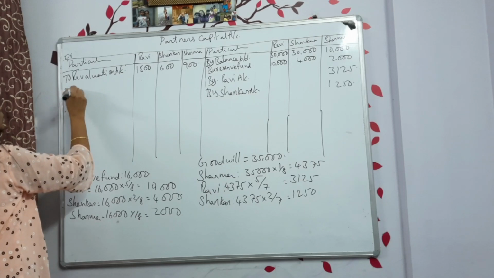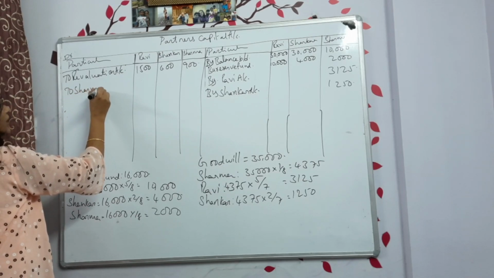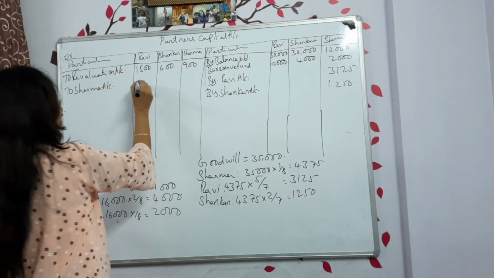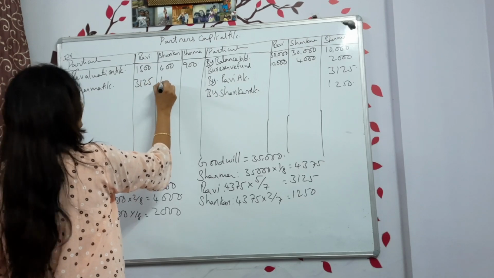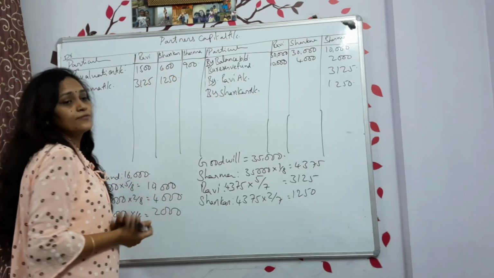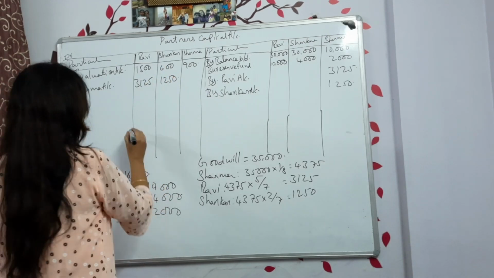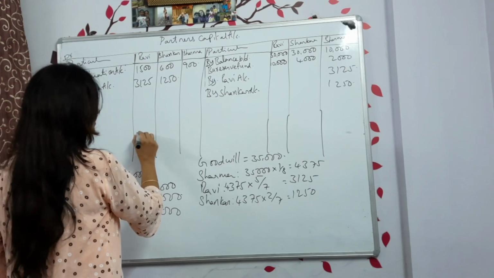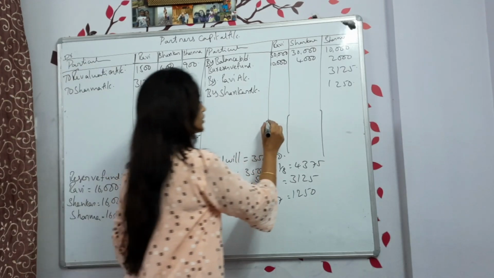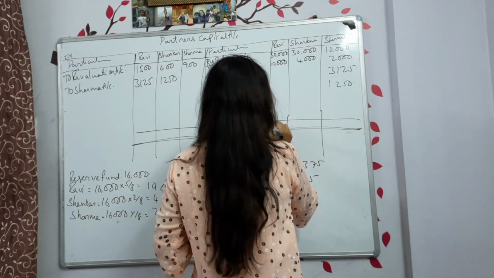So write down to whom they are paying: Sharma. To Sharma account. How much? 3,125 and 1,250. Now do the total. Anything else we left? That's it, right? All the calculations were done. Do the total. How much will you get?